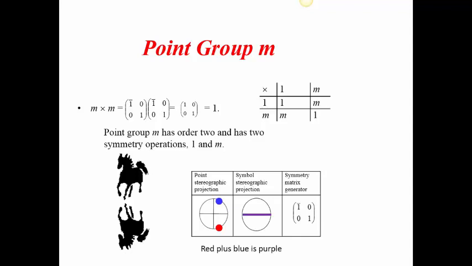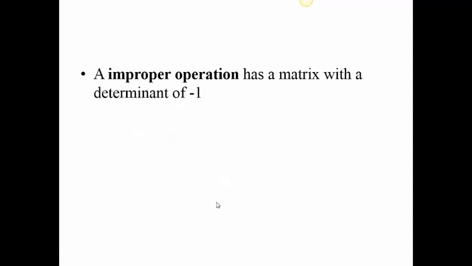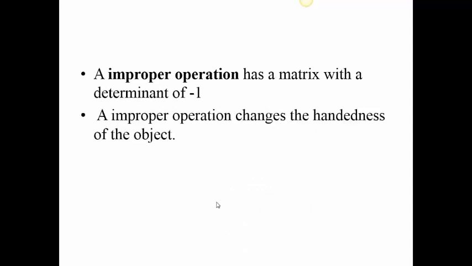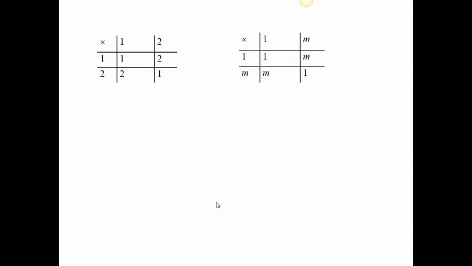Now the symbol for the mirror is this heavy line. We color it purple because we always have an identity and the mirror image. So we're always going to have half of the operations in the point group with mirrors being half red and half blue, so we can represent that in the purple mirror. An improper operation has a matrix with a determinant of -1, and it changes handedness of the object. The mirror operation is also called an improper operation.